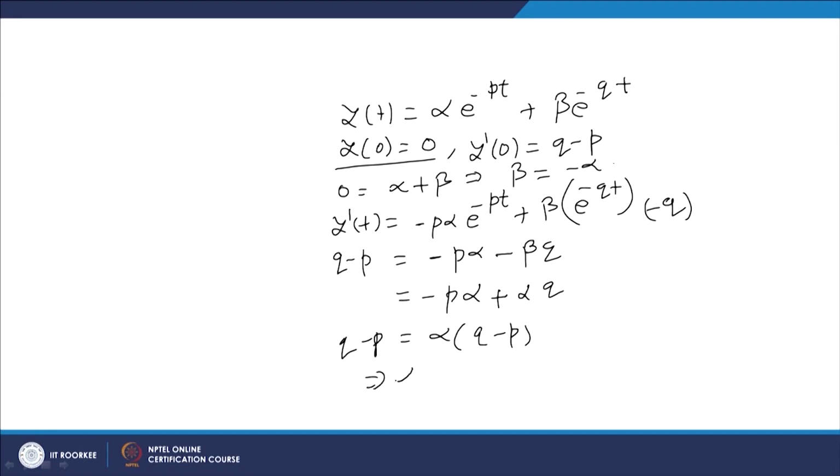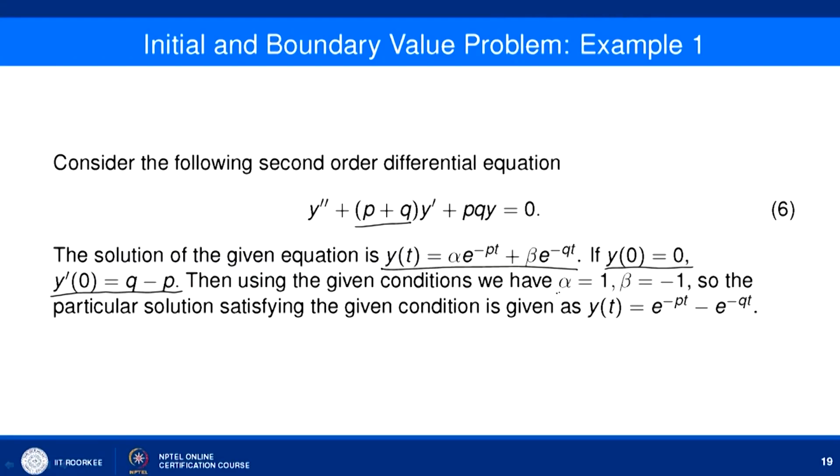So, this implies that alpha is equal to 1, and if you look at this equation beta equal to minus alpha, then this implies that beta equal to minus 1, and that is what is written here, that alpha is equal to 1 and beta equal to minus 1. So, the particular solution satisfying the given condition is given as y(t) equal to e to power minus p t minus e to power minus q t.